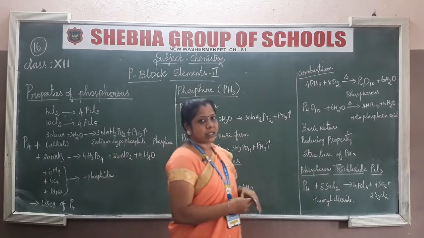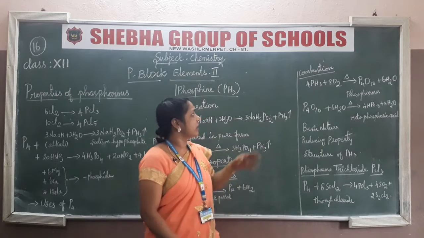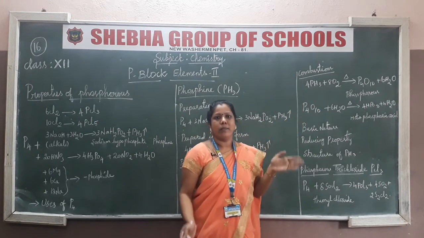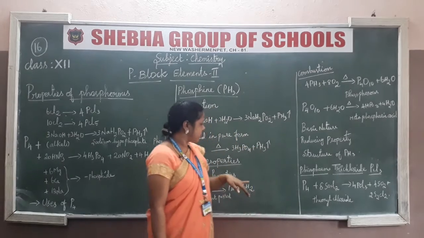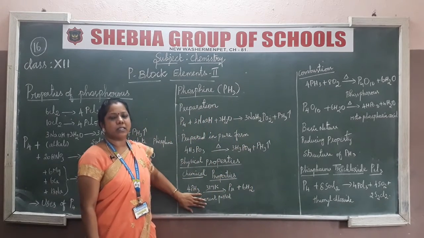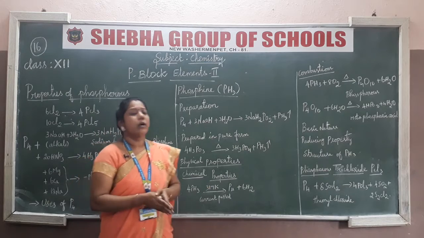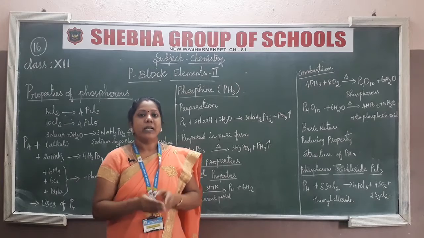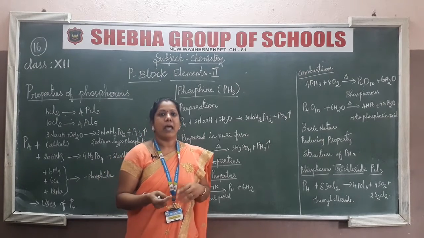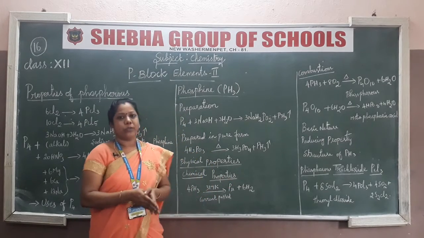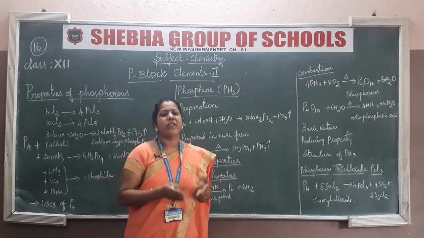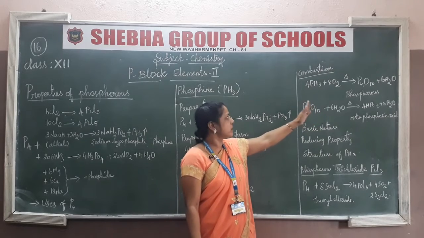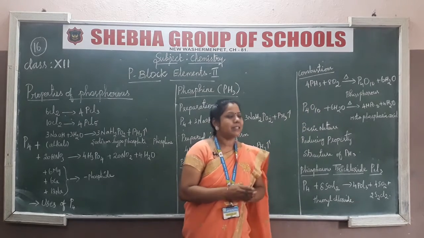And then combustion. What is the reaction for combustion? Phosphine reacts with oxygen. Obviously, combustion means reacting with oxygen. Decomposition means only one reactant is there. You have to verify what kind of reaction it is: displacement, combustion, or decomposition. So you have to find out what kind of reaction it is. Since this reacts with oxygen, it is considered a combustion reaction.